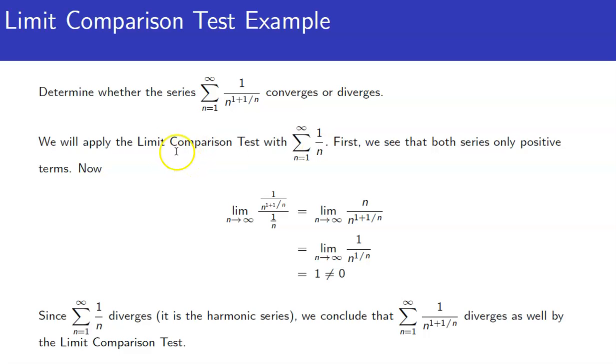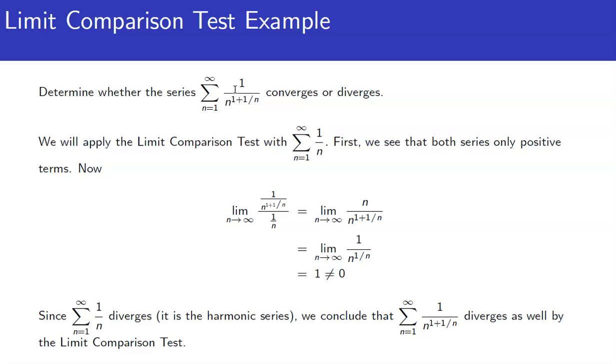Now, we're going to use a limit comparison test here rather than a direct comparison test with this series because n raised to the 1 plus 1 over n is going to be slightly bigger than just n, because we're adding something to the exponent, which is going to make n to the 1 plus that little bit even bigger, which means that 1 over this will be smaller than 1 over n. Well, this series diverges. This series being smaller, we can't conclude anything with a direct comparison test. So that's why we're using a limit comparison test here.